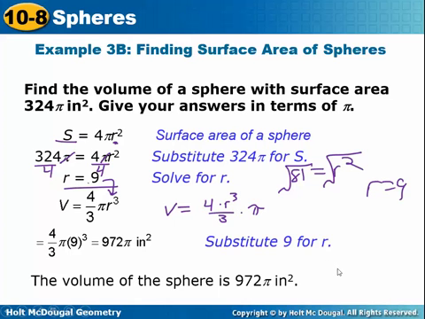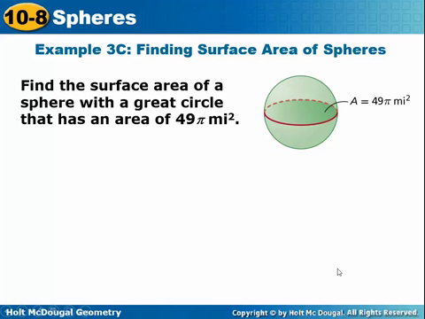Inches squared, because surface area is squared again. Now this one gives us the area of the great circle. The great circle is the one that is in between the two hemispheres. And if we know the area, then we could find out the radius of the great circle, and the radius of the great circle is equal to the radius of the sphere. So it's the same r.